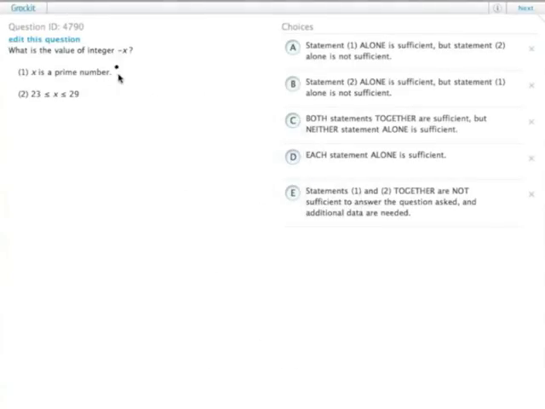The value of integer negative x, or the opposite of x. So statement 1 tells us that x is a prime number. That means x could be 2 or 3 or 5 or 19 or who knows what. A whole range of prime numbers, as far as we know, an infinite number of prime numbers. That does not narrow it down to a single value of the integer, the opposite of x. Statement 1 is not sufficient to give us what we need.